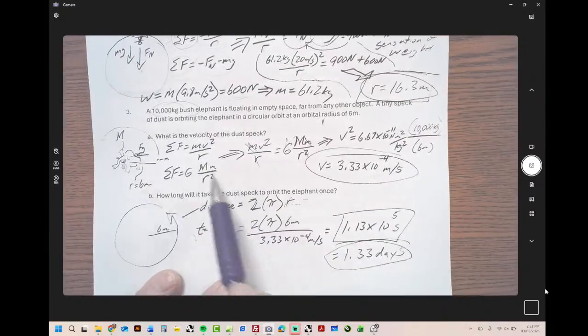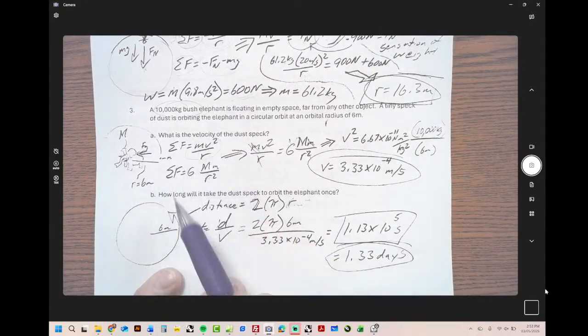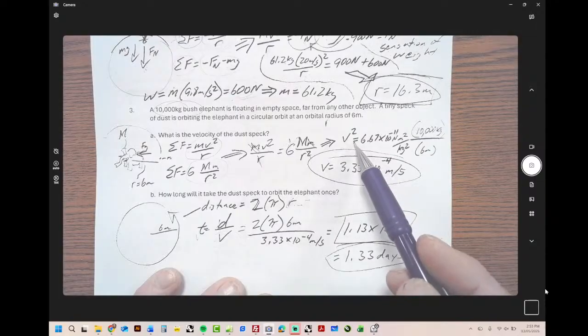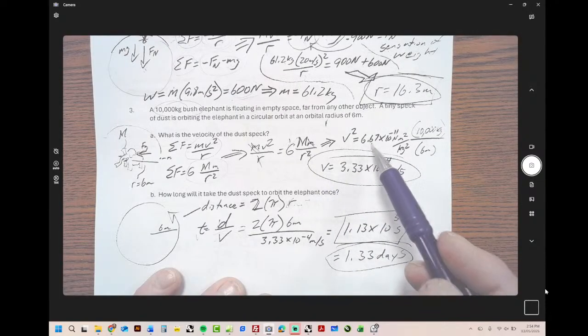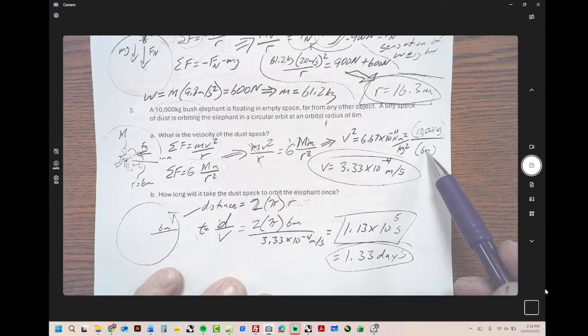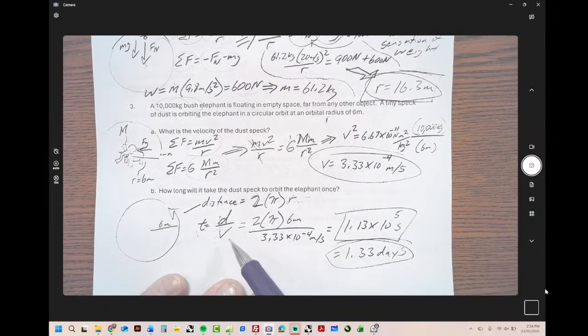So let me just go back to this. I'll talk through the specifics of what was here. So the net force is mv squared over r, because it's going in a circle. Net force is gravity. Set these equal, come up with this equation, and plug in that for G, this for the mass of the thing being orbited, the elephant, this for r, and that's v. And then I've got my other equation, time, or period, equals distance over velocity, and the distance is 2 pi r, 2 times pi times 6, over v, which I just found. So it's this many seconds.